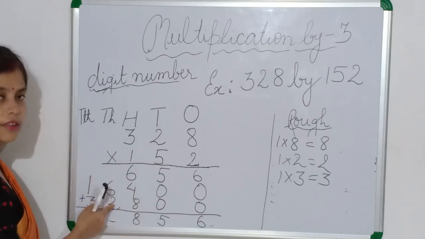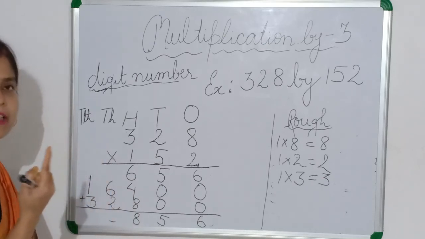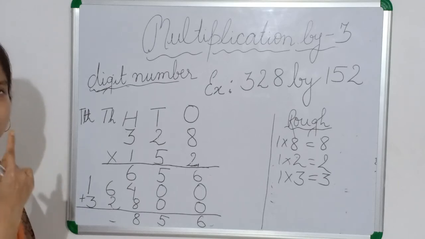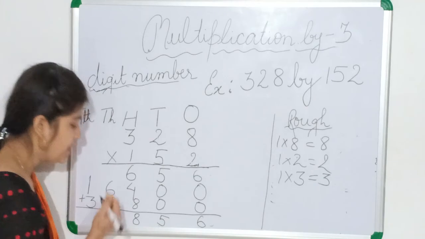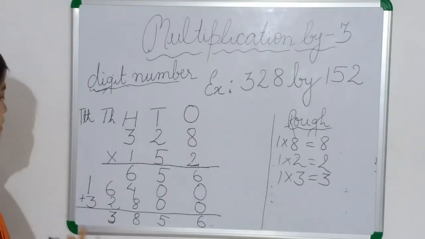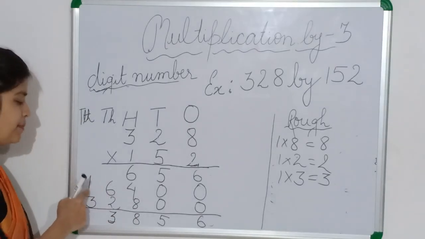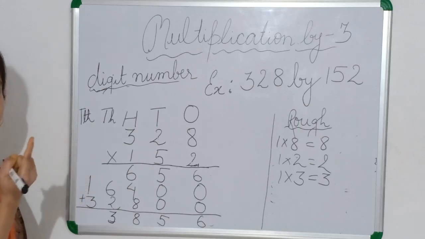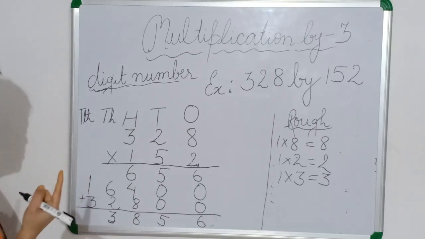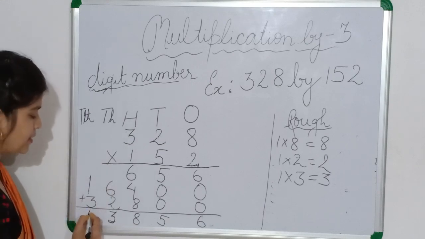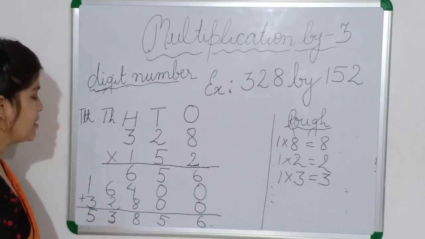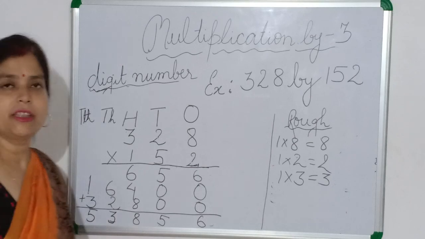Then 6 twos are 12. And what I am carrying? 1. So 12 plus 1 will be 13. 3 I will write here, again 1 I will carry over. So 3 plus 1 is 4 and 1 what I am carrying I will add all together, 4 plus 1 is 5. So we get the answer this. Very easy to multiply.